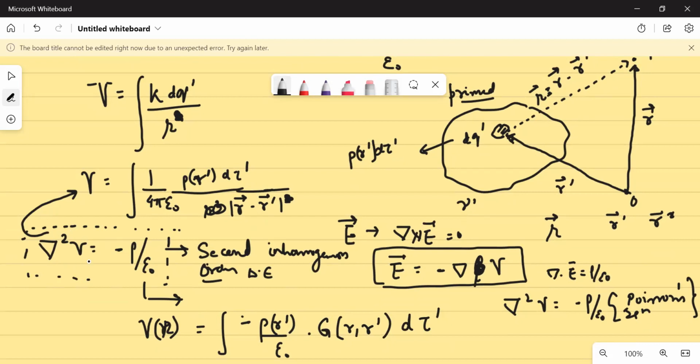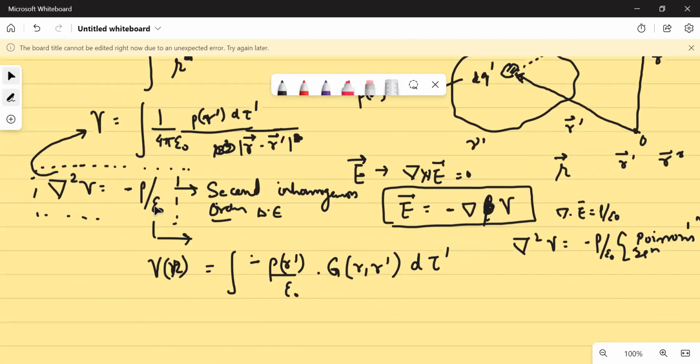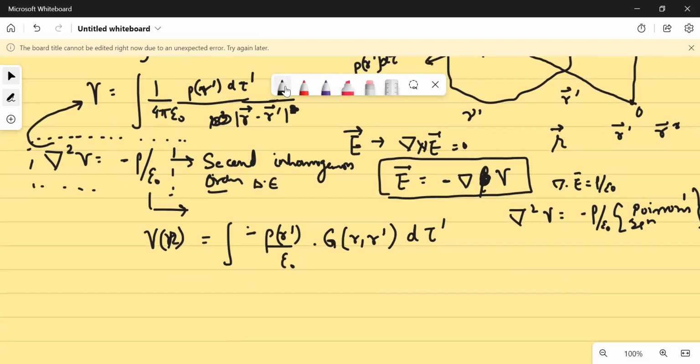The solution of this differential equation would give you V. And already I know that V can be written as 1 upon 4 pi epsilon naught, and then I can write it as rho r dash d tau dash upon the modulus of r vector minus r vector dash. Is that clear? Now, but also I know that this is an inhomogeneous case. What I can do, I can simply write it in this fashion also. So let me just compare these two up. Let's say this is my equation number 1, and let's say this is my equation number 2.